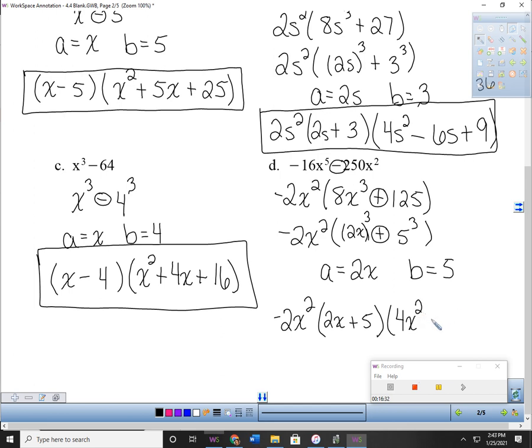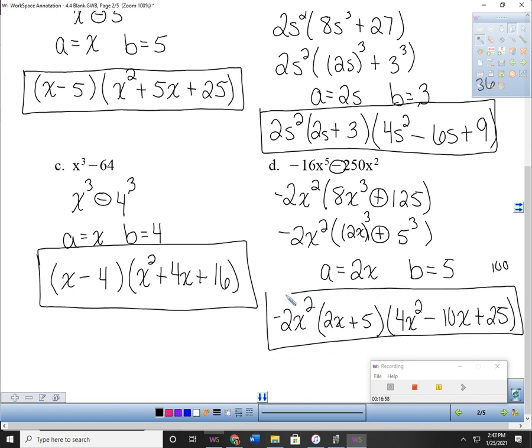And then my minus sign. Multiply the a and the b together. 5 times 2x is 10x plus square the b, 25. And if you were thinking about seeing if you could factor this, 4 times 25 is 100. Is there anything that multiplies to make 100 and adds to make 10? No, so I can't factor any further.